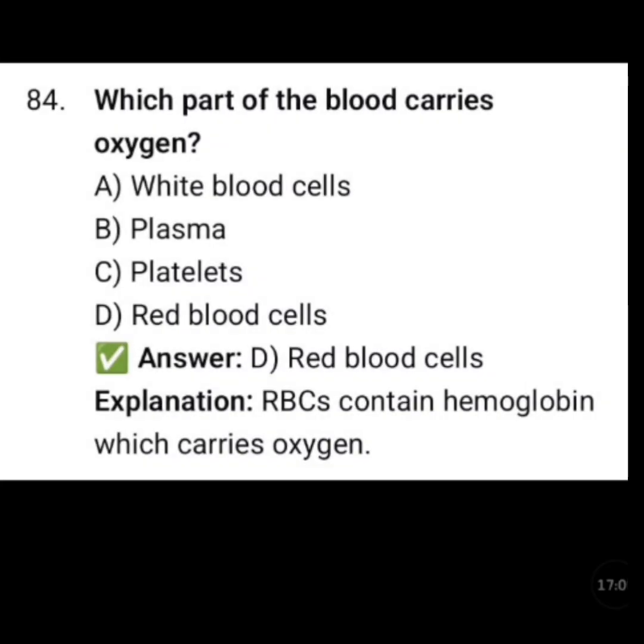Which part of the blood carries oxygen? White blood cells, plasma, platelets, red blood cells. The correct answer is option D, red blood cells. Red blood cells contain hemoglobin, which carries oxygen.